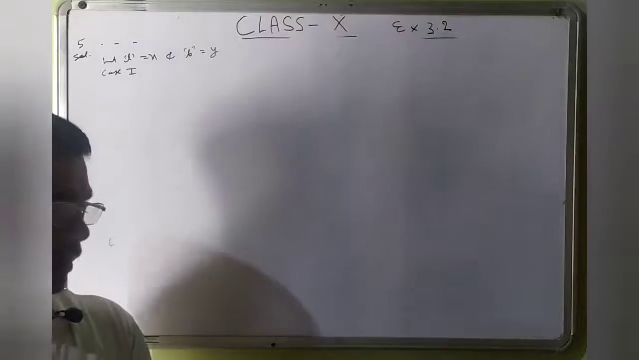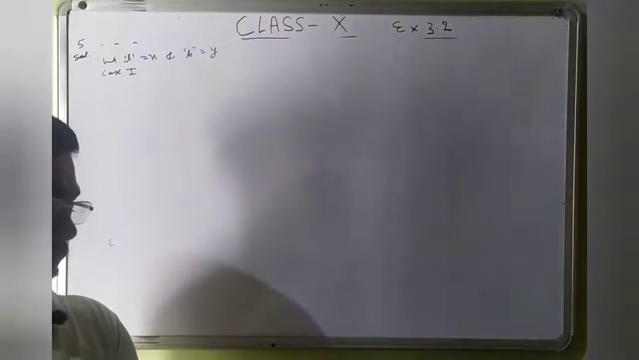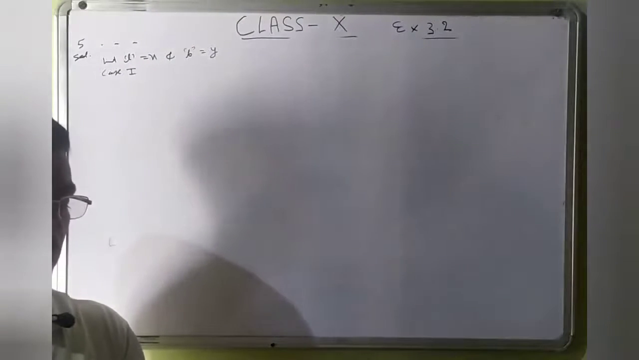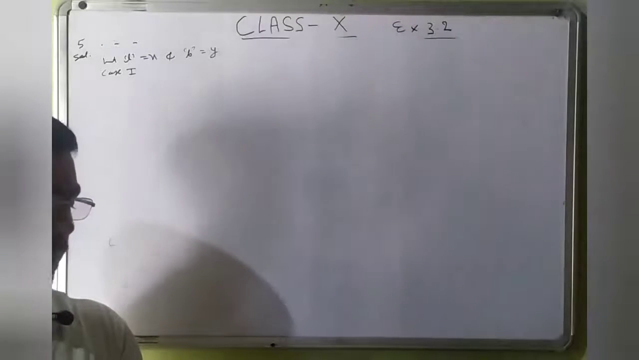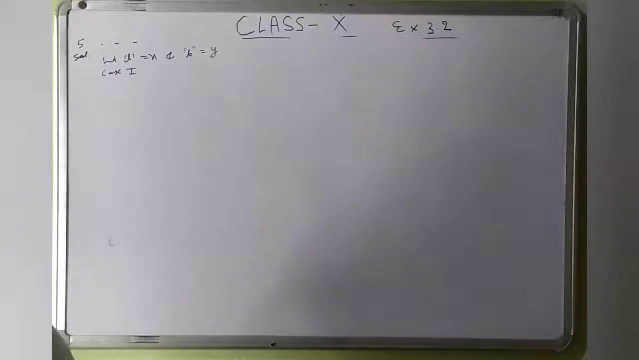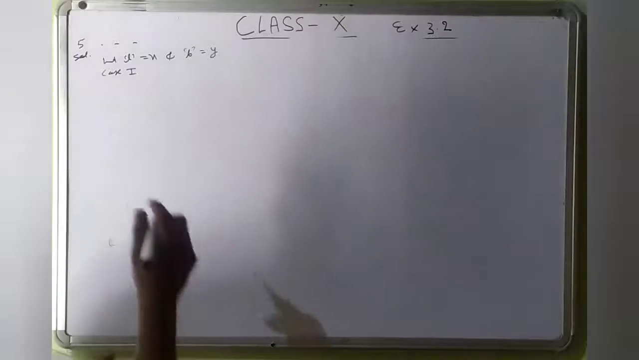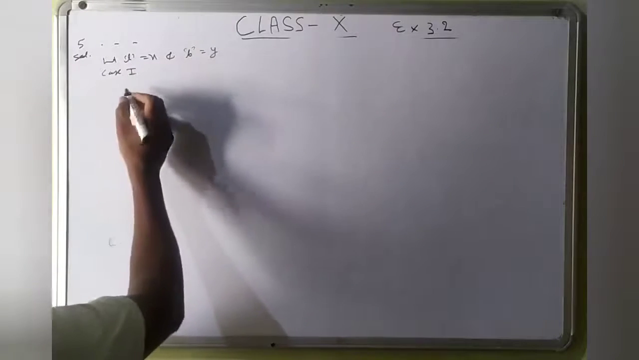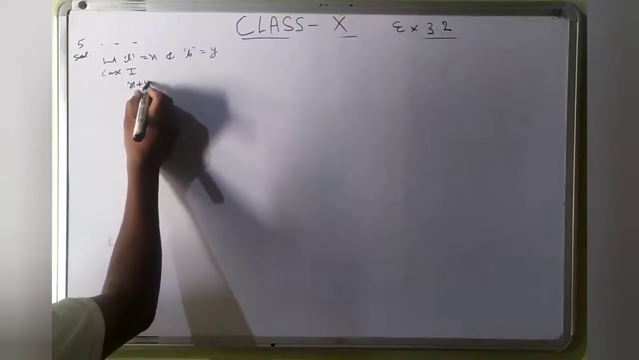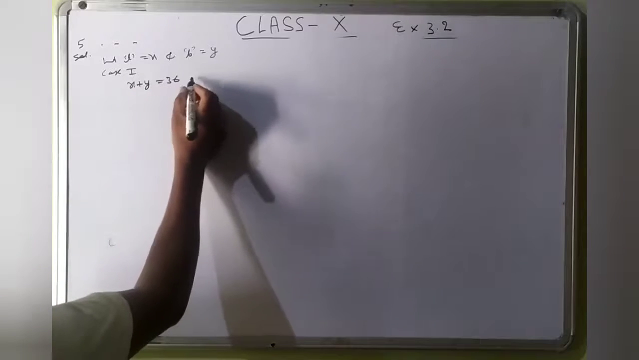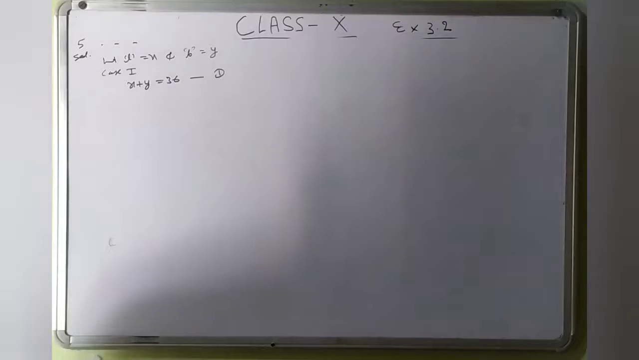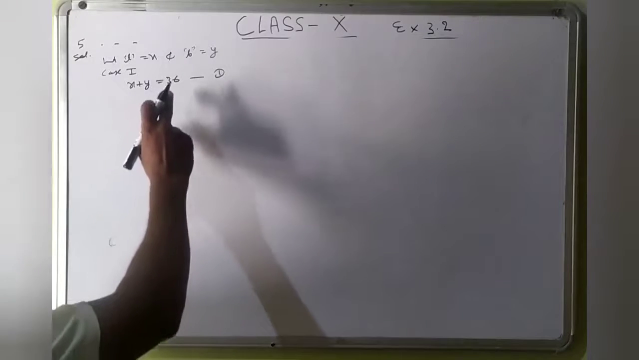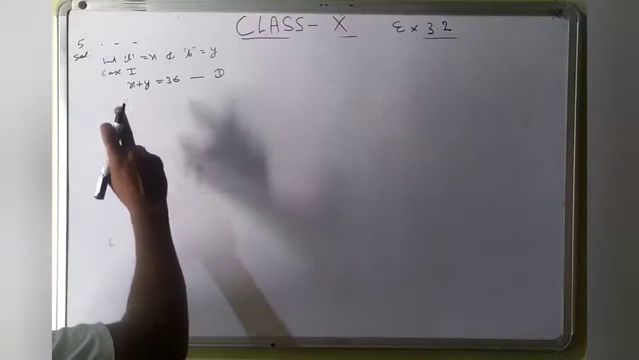Question number 5. Half the perimeter of a rectangular garden, whose length is 4 more than its breadth, is 36 meters. Find the dimensions of the garden. Let length be x and breadth be y. Case first: x plus y is equal to 36. First equation, because it is half of the perimeter. We know that 2 times (L plus B) is equal to the perimeter.